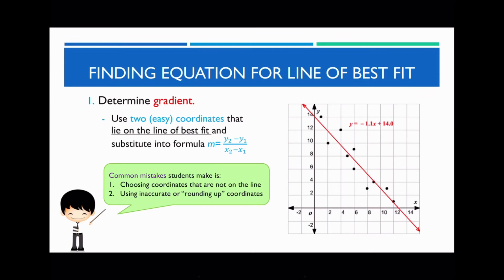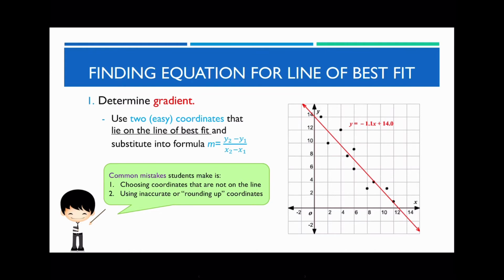Alright guys, what we're going to be looking at now is how we actually find the equation for the line of best fit. The first step that we need to undertake is to find the gradient for the line of best fit, okay? In order to do that, we need to identify two easy coordinates that must lie on the line of best fit, and then we calculate it using the formula m is equal to y2 minus y1 over x2 minus x1, okay?